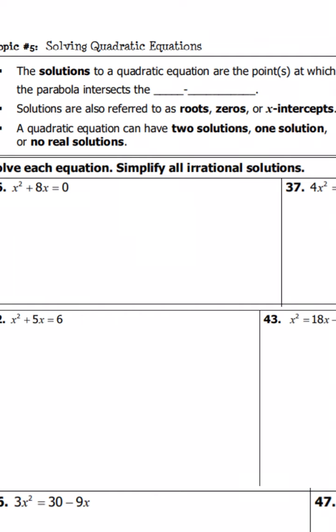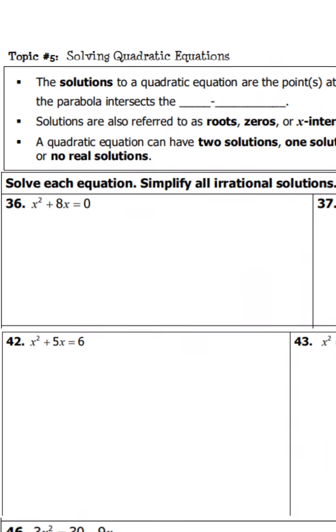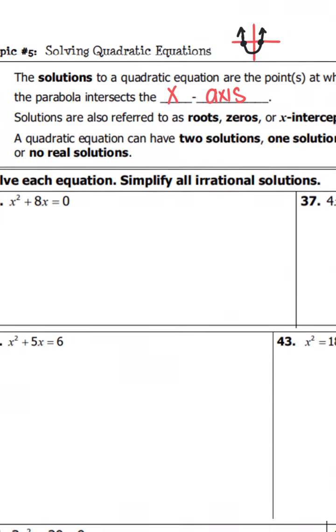Alrighty, so this review is on solving quadratic equations. It says the solutions to a quadratic equation are the points at which the parabola intersects the x-axis. So remember, we have our parabolas, and these solutions are where it crosses this x-axis. Solutions are also referred to as roots, zeros, or x-intercepts, and a quadratic equation can have two solutions, like that example I drew since it crossed it twice, one solution if it only crosses your x-axis once, or no real solutions if it doesn't cross the x-axis at all.